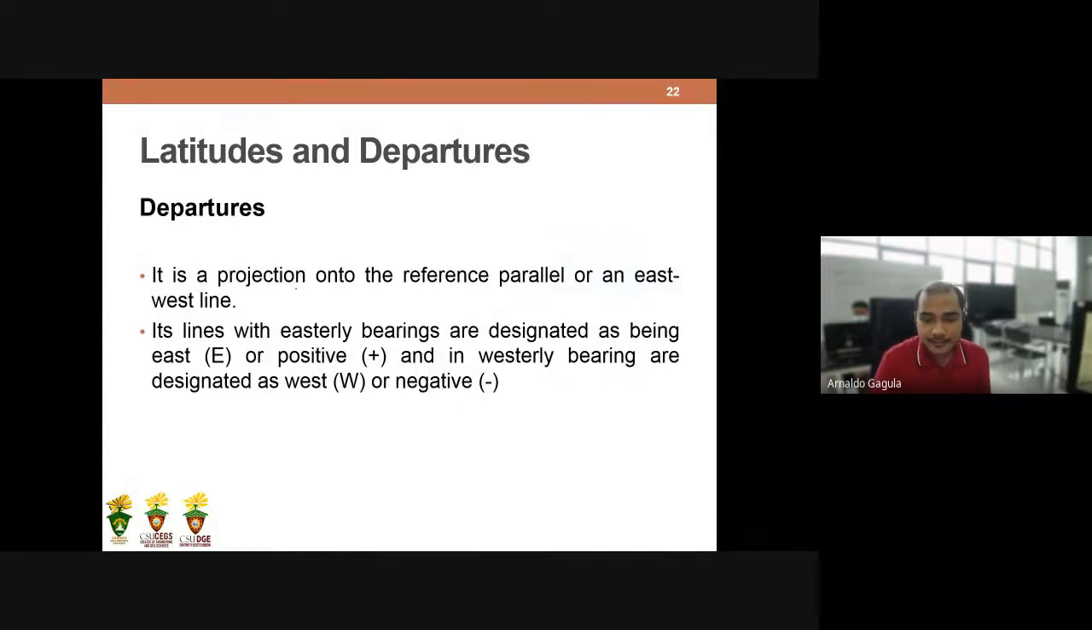Next is departures. Now, departure is a projection onto the reference parallel or an east-to-west line. Its lines with easterly bearings are designated as east or positive, and west bearings are designated as west or negative. If it is going to the east, this is positive. And going to the left, west, negative. So that is departures.